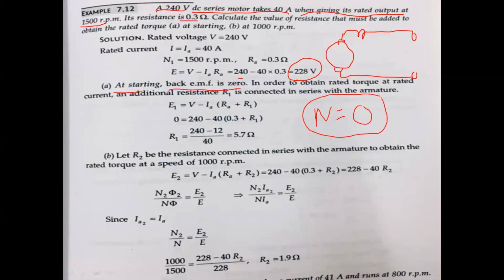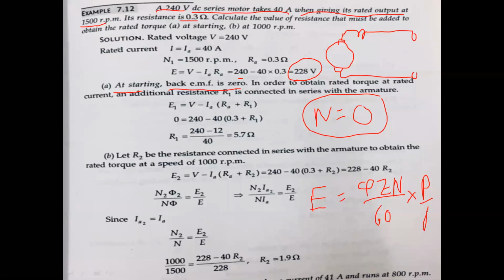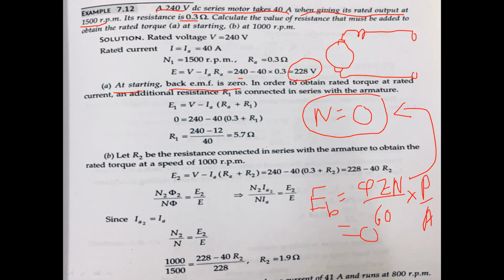So speed 0 means back EMF, which depends upon speed. Back EMF equal to Z N by 60 into P by A, as we already wrote. So speed 0 means back EMF E value is also equal to 0.